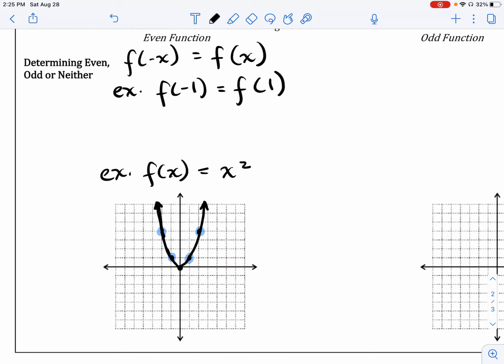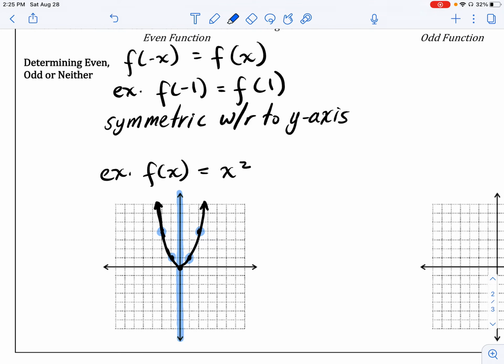We would say that even functions are symmetric, I'm going to abbreviate here, with respect to the y-axis. With respect to the y-axis. Let me just highlight the y-axis here, right? So you can see that mirror symmetry over the y-axis. So functions that are symmetric with respect to the y-axis, we would say are even.